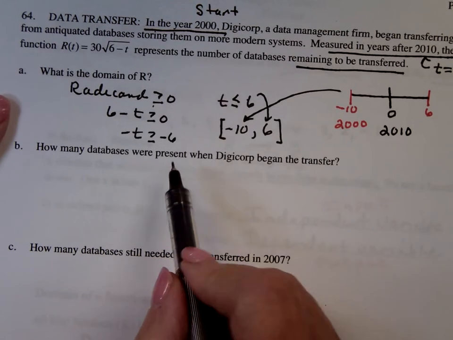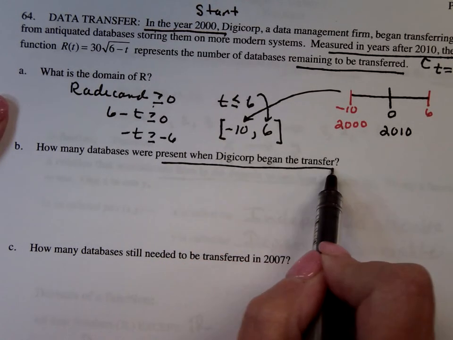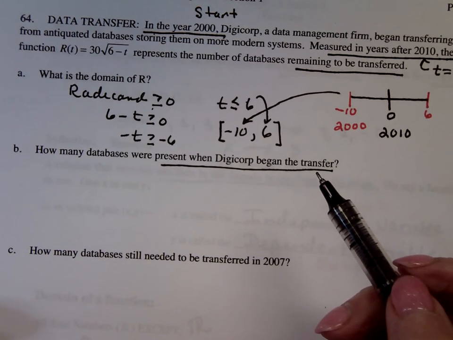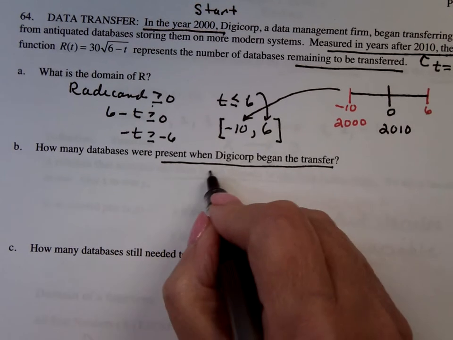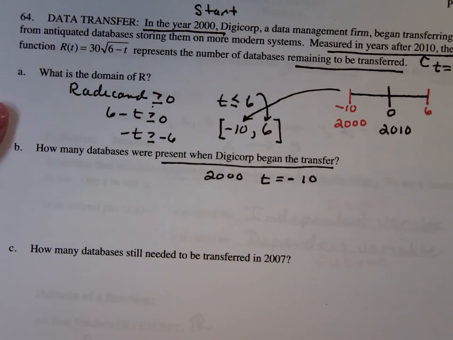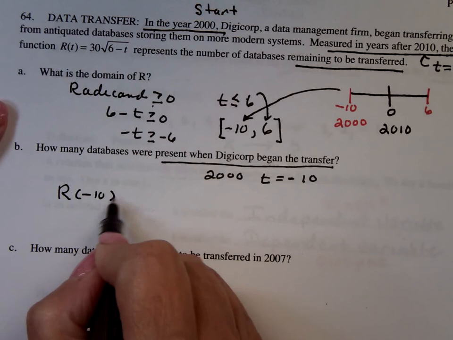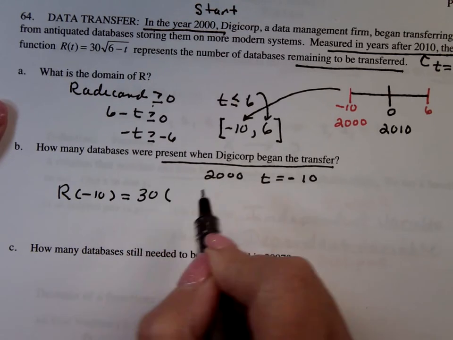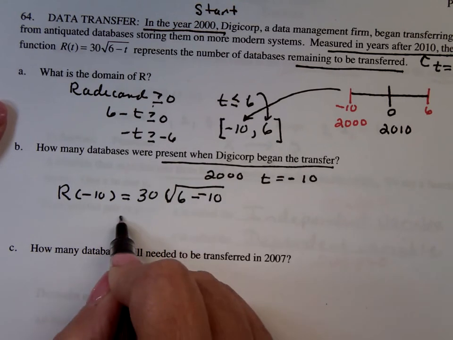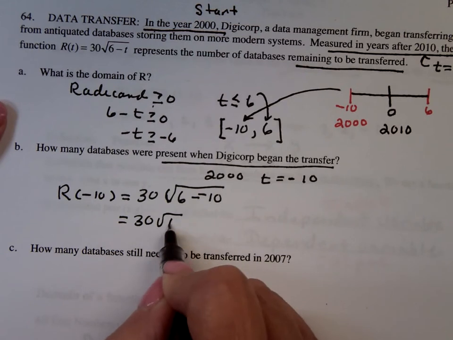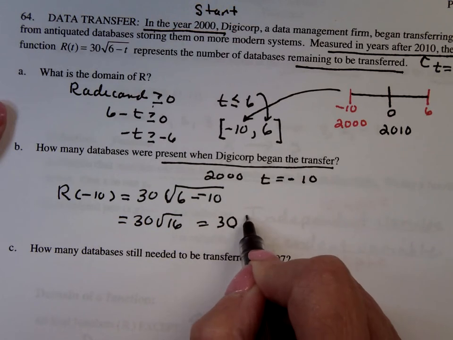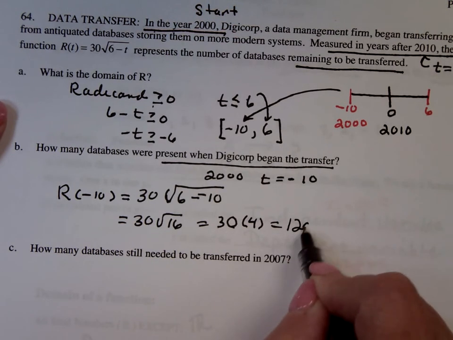How many databases were there when they began? That says the beginning occurred when? Okay, we're talking about 2000, or in this case, t equals negative 10. So I'm looking at r of negative 10, which is 30 times the square root of 6 minus a minus 10, which is 30 times the square root of 16, which is 30 times 4, or 120 databases.